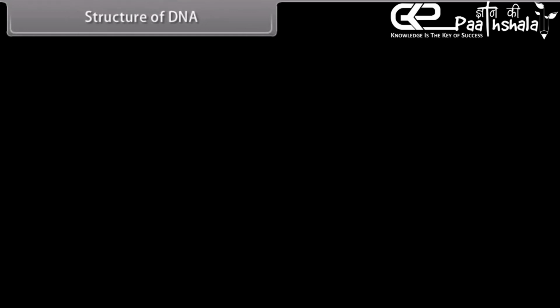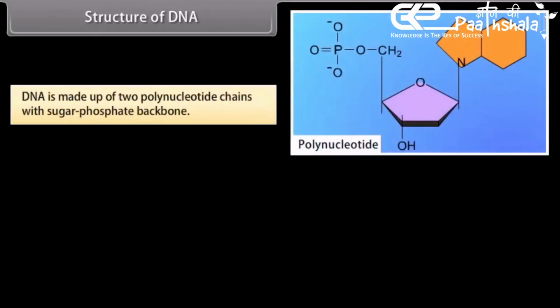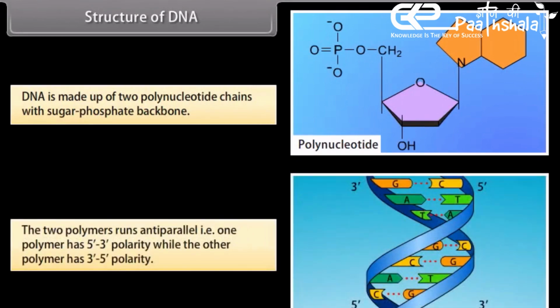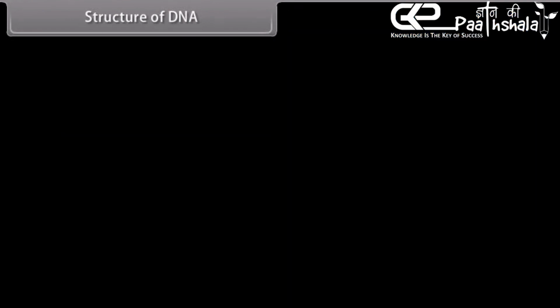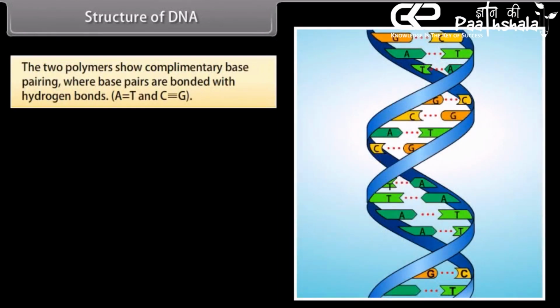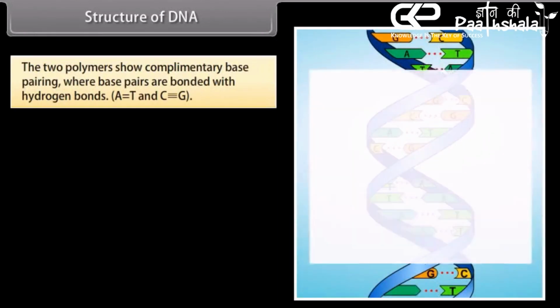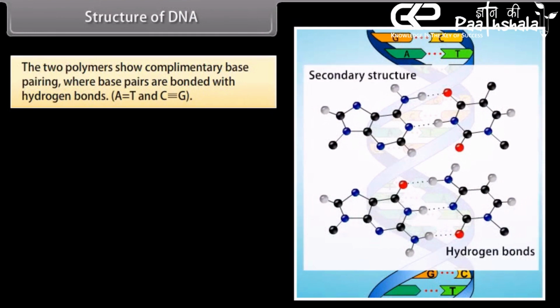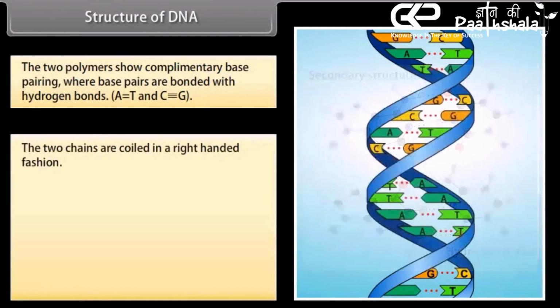Structure of DNA. DNA is made up of two polynucleotide chains with a sugar phosphate backbone. The two polymers run anti-parallel, that is, one polymer has 5' to 3' polarity, while the other polymer has 3' to 5' polarity. The two polymers show complementary base pairing, where base pairs are bonded with hydrogen bonds. The two chains are coiled in a right-handed fashion.